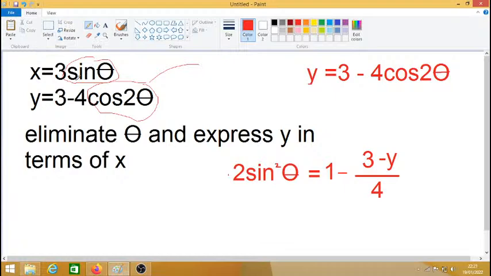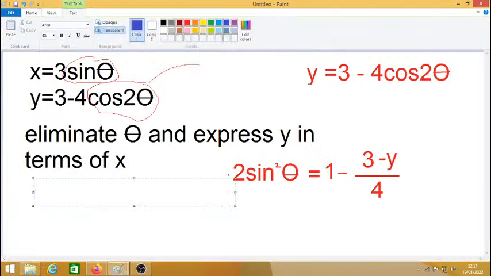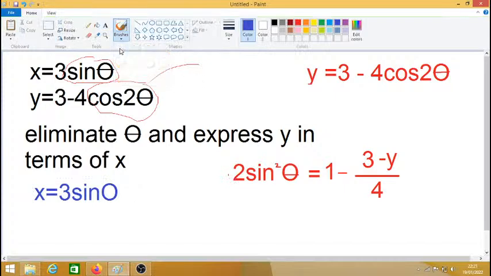So if I just rearrange that for sine theta, I can then substitute it to get rid of the sine theta here. So let's take that next to that first equation, which is x equals 3 sine theta. Just a little bit of rearranging to make sure that just the sine theta is there. So I can take the 3 to the other side. That's all I need to do. So now I've got sine theta is equal to x over 3.